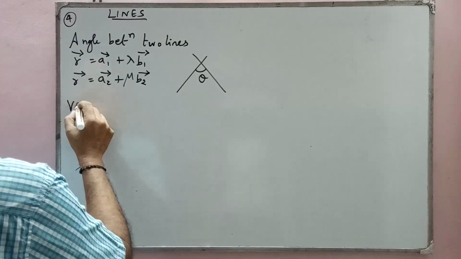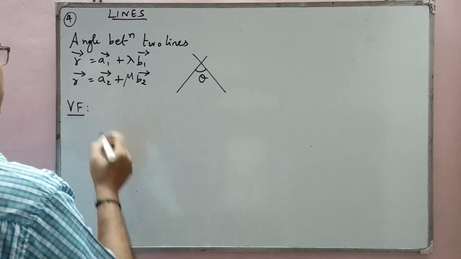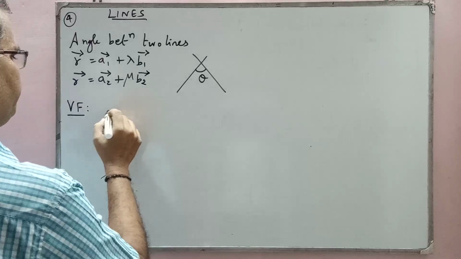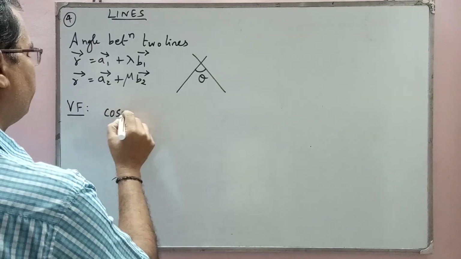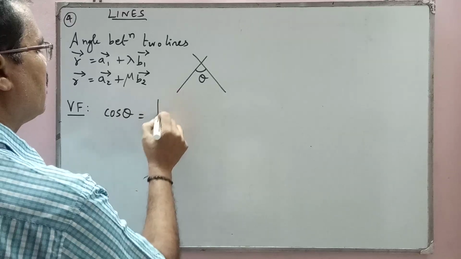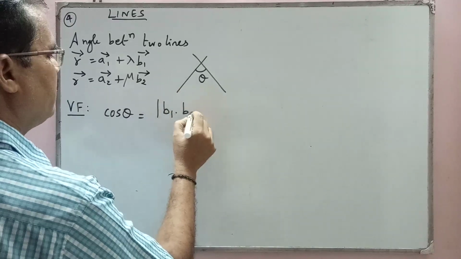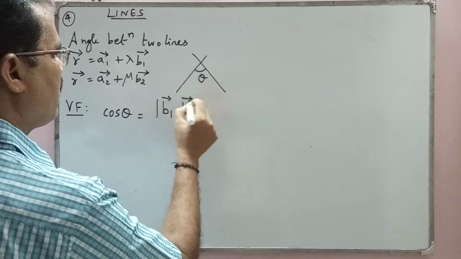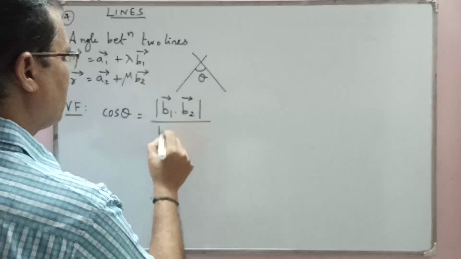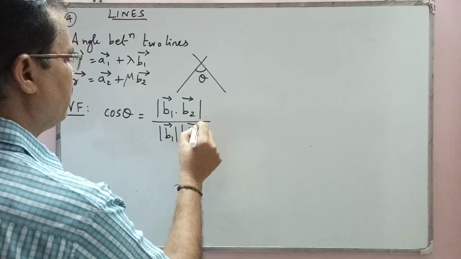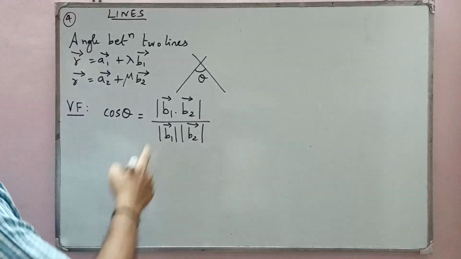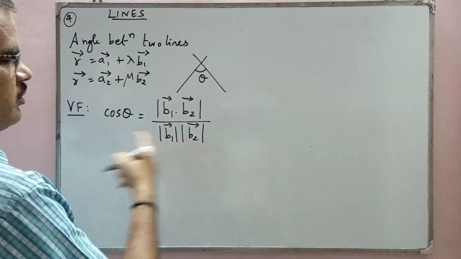We know there are two forms, vector form and Cartesian form. Vector form is cos theta equals modulus of b1 dot b2 by modulus of b1 vector into modulus of b2 vector. B1 dot b2 by modulus of b1, modulus of b2.